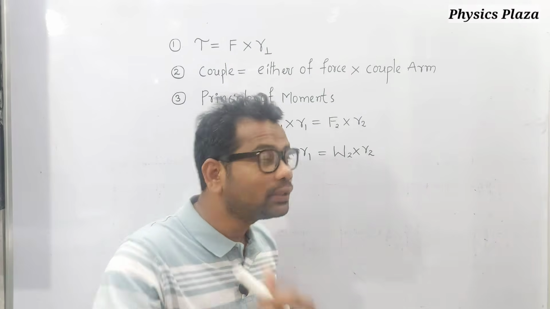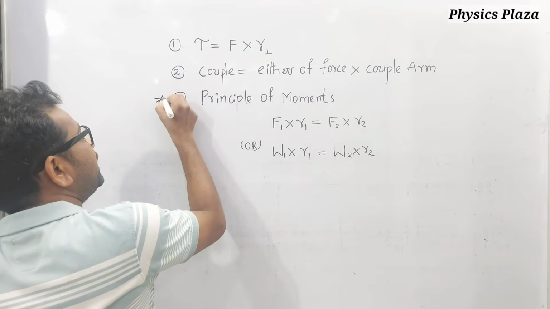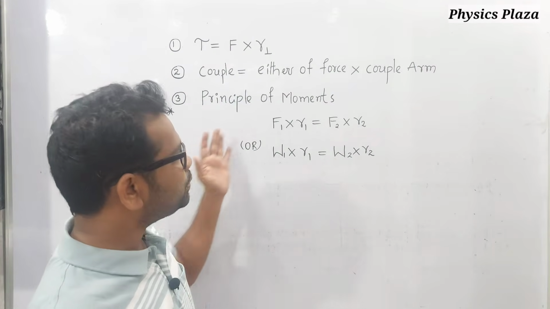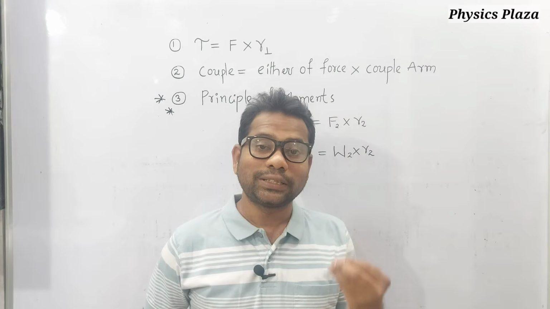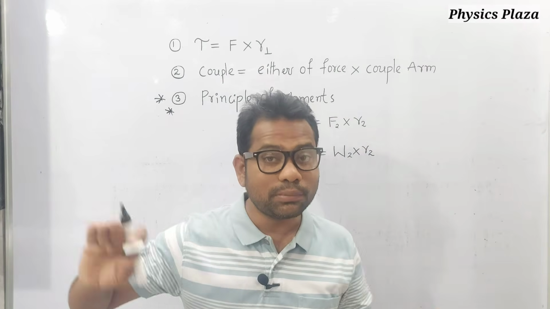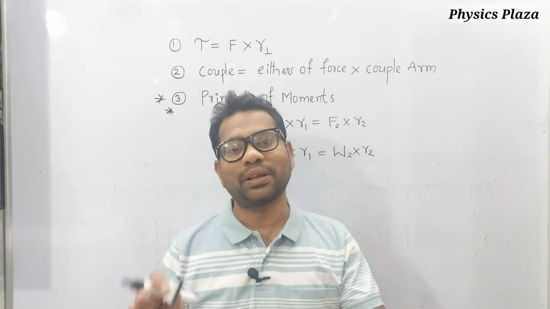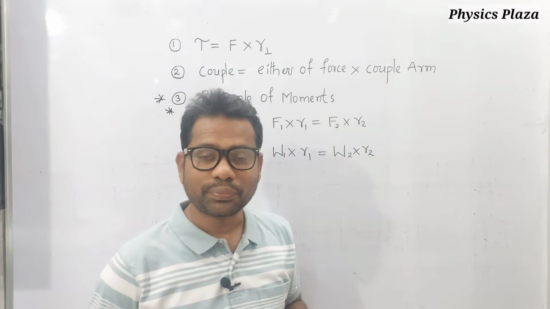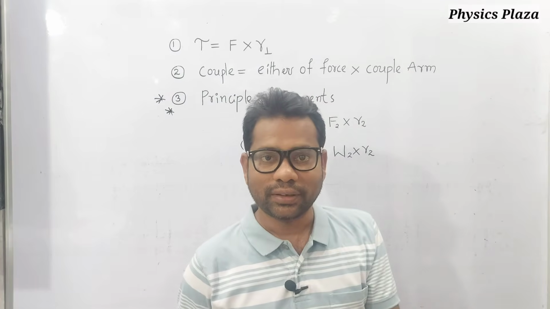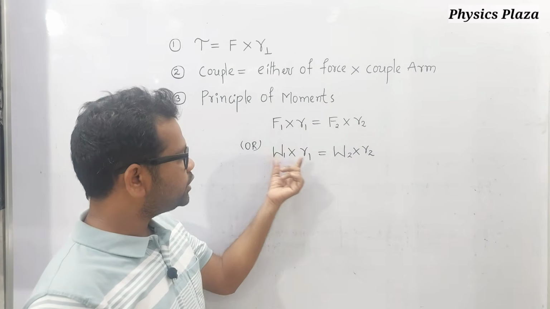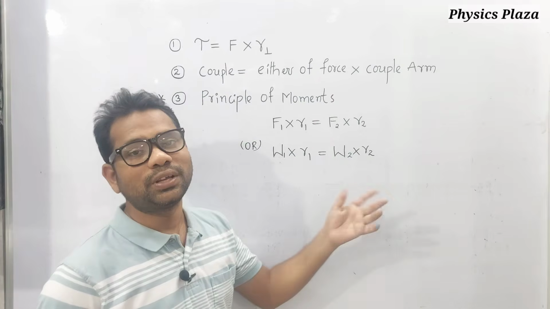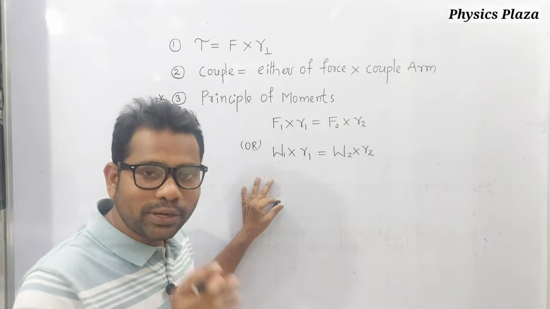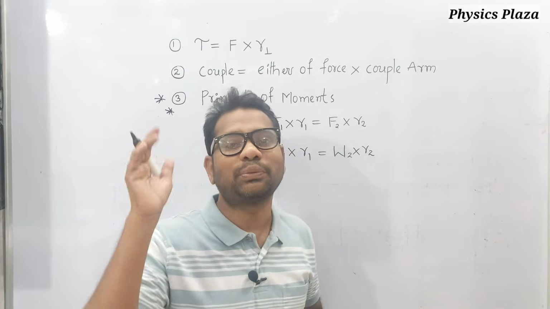Hope it's clear? Fine. And the third one, children, so mostly we will expect the 4 marks numericals based on this principle of moments. According to the principle of moments, we all know that the sum of anti-clockwise moments is equal to the sum of clockwise moments, in equilibrium. That is, we can use F1 into R1 is equal to F2 into R2 when forces are given, and in some numericals weights will be given. There we can use W1 into R1 is equal to W2 into R2. So children, these 3 formulas are very important. Just copy these formulas so that we will start the first numerical.